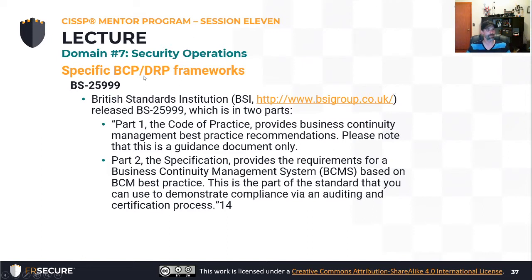So it's 25999, and it's basically got part 1, which is the code of practice. So that's going to be around the business continuity management, best practices, best recommendations. Again, guidance only. Very important to understand that, guidance only. Part 2 is going to be the actual requirements for the business continuity management system based on the business continuity management best practice. This is the part of the standard that you use to actually demonstrate compliance when you audit against it as part of the certification process.